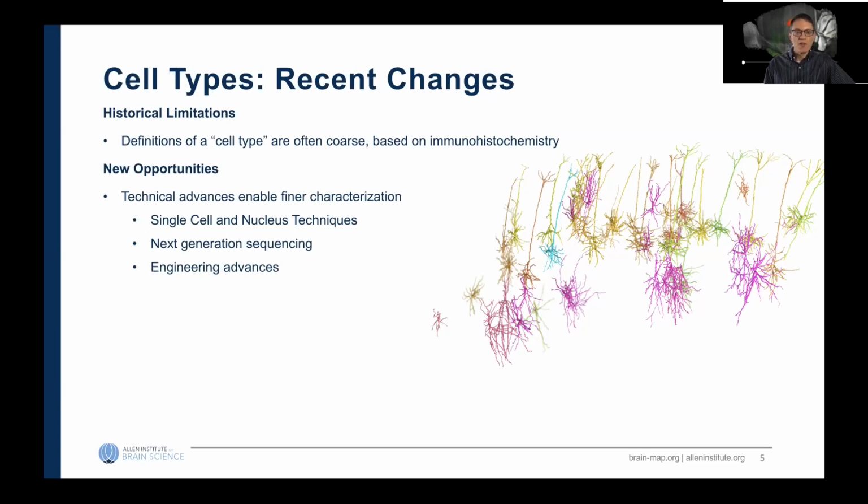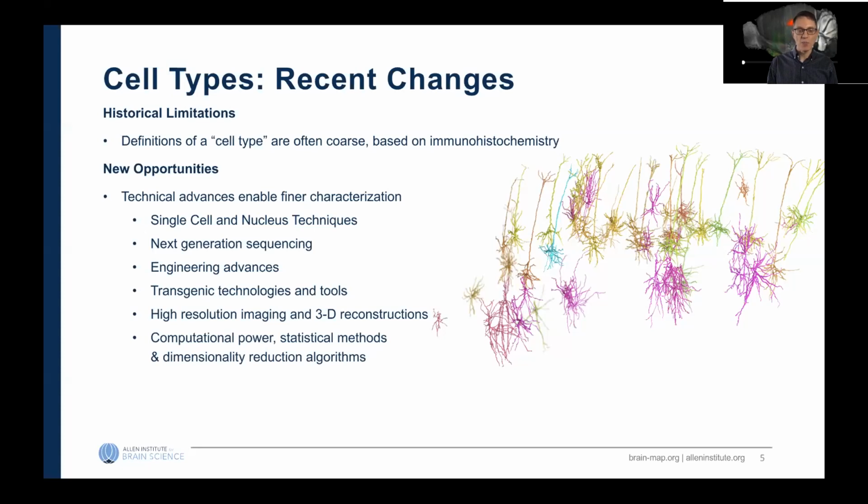There are engineering advances that enable us to use single cell techniques in a more high throughput fashion. And you'll hear examples of that in the multi-patch synaptic physiology portion of today's tutorial. We also benefit from transgenic technologies and tools that enable us to access and assess a subset of the many different types of cells that are present in the brain. We also benefit from high resolution imaging and three-dimensional reconstructions that enable beautiful pictures like the ones you see here on the right. And then we have increased computational power, statistical methods, and dimensionality reduction algorithms that allow us to process these very large data sets and to convert data to knowledge.